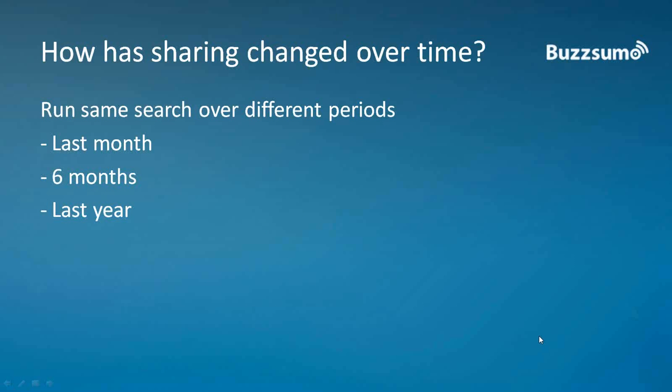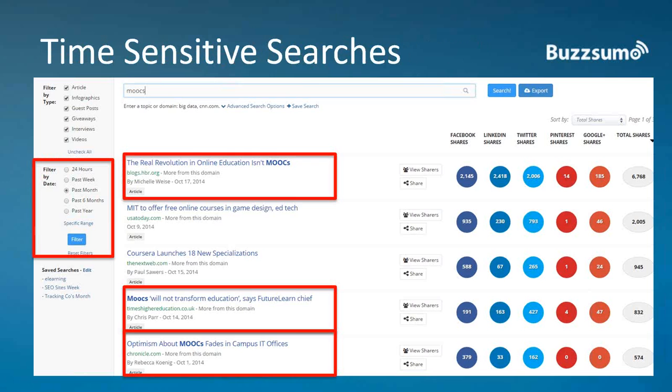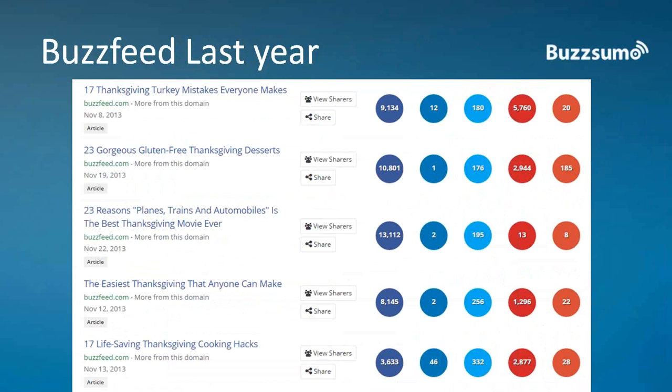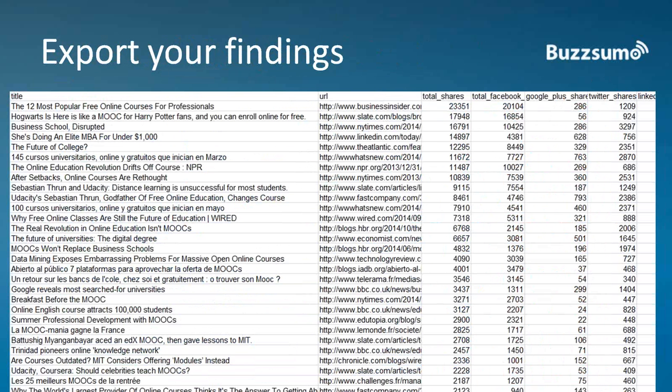So do run searches over at least 3 time periods. As I say about time-sensitive searches, just showing you here how we've got a lot of people who are now cautious about MOOCs, for example, in the last month, unlike the last year. Look at what was popular this time last year. This is an example for Thanksgiving, but you can see what was popular for any time period last year, and you can do the same again for a particular site. So this was what was most popular about Thanksgiving on BuzzFeed this time last year.